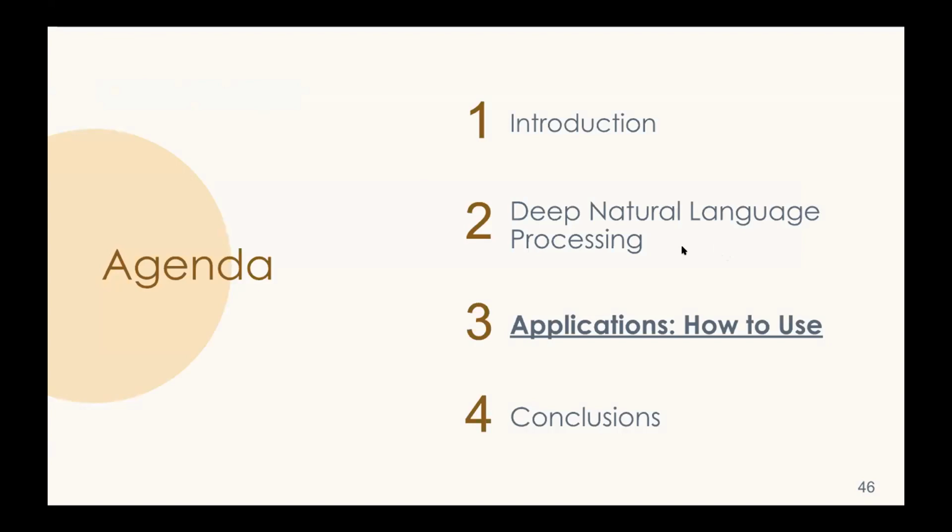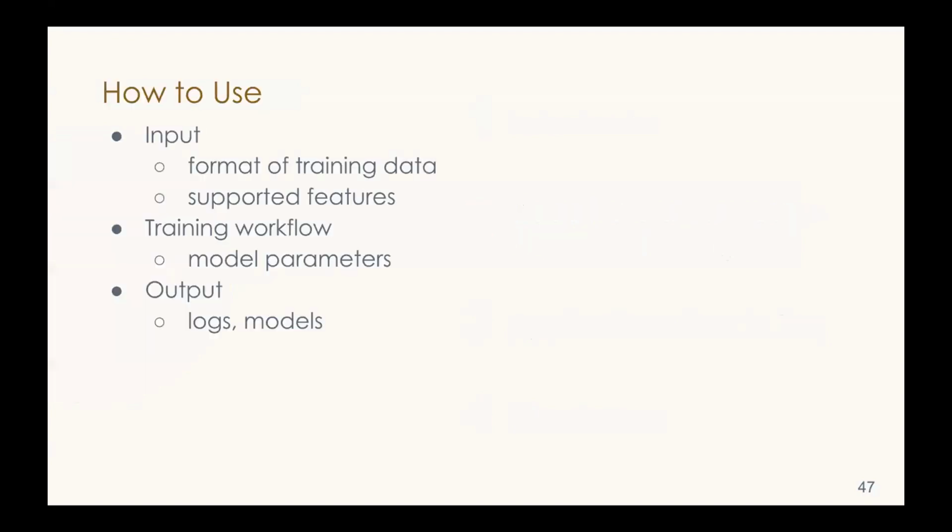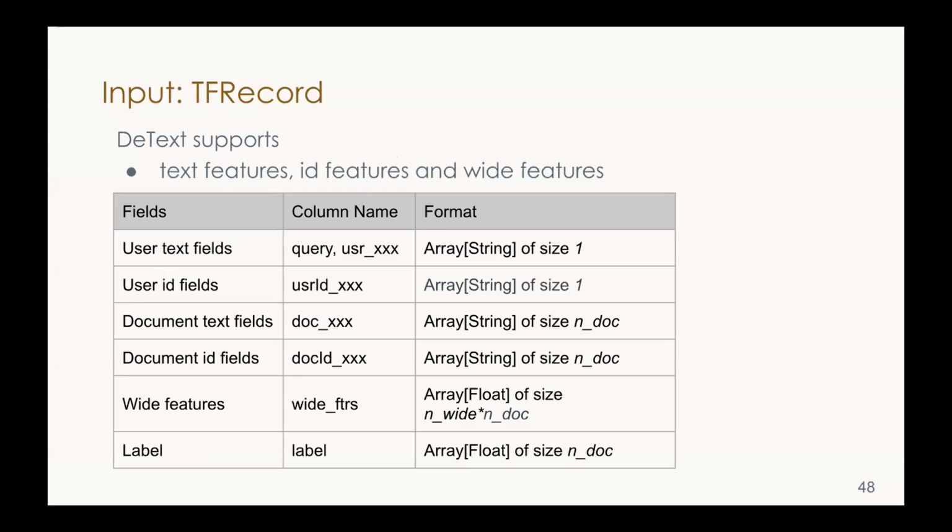Now let's see how we can use DeText in practice. In this section, we'll talk about the input, the training flow, and also the output of DeText. DeText accepts the input in the format of TF record. The set of features supported by DeText are the text features, the ID features, and also the wide features, or say the handcrafted features. And DeText recognizes the type of features by their name in the TF record.